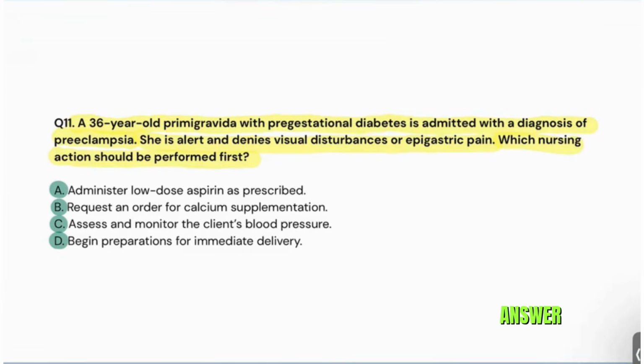The correct answer and the best answer here is letter C. Hypertension is a defining feature of preeclampsia, and current severity must be assessed before other interventions are done. Letter A is incorrect because aspirin is mainly preventive, not acute treatment. Letter B is not correct because calcium is not the immediate priority. And letter D is also incorrect because immediate delivery is not indicated from the information given in the stem. Let's go to question number 12.